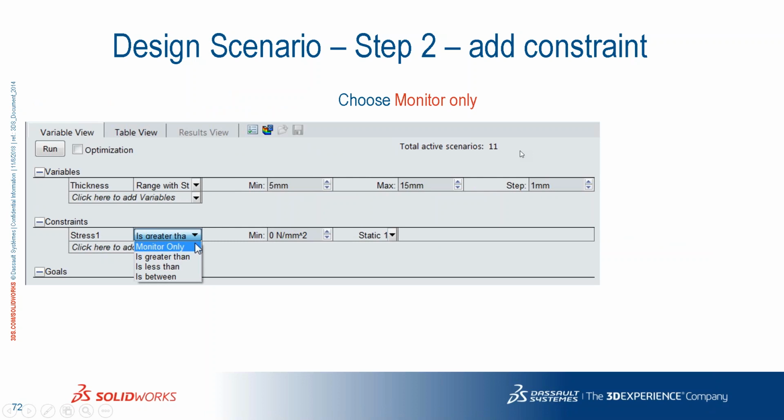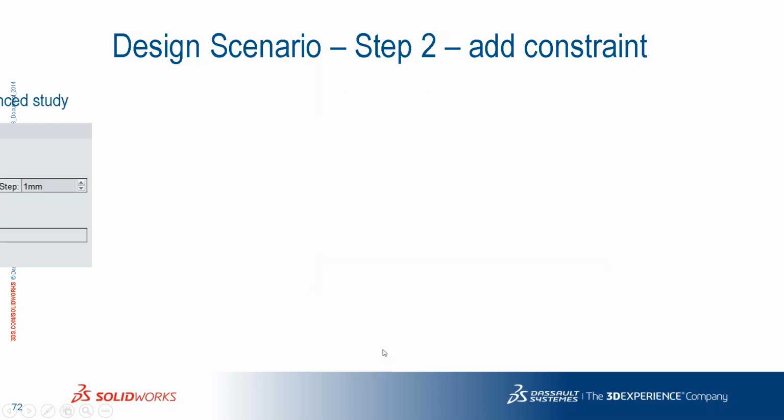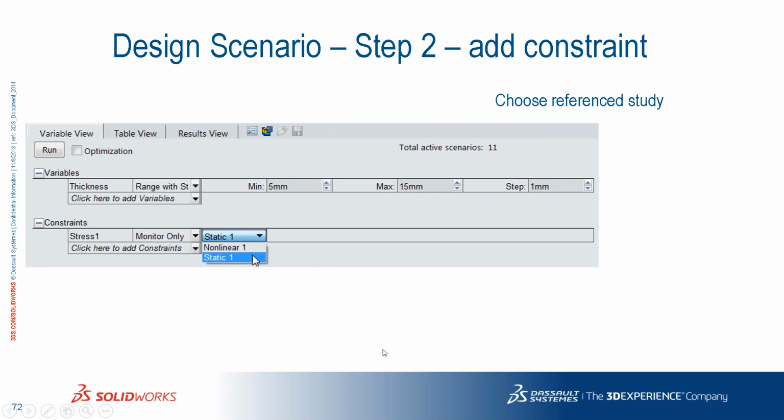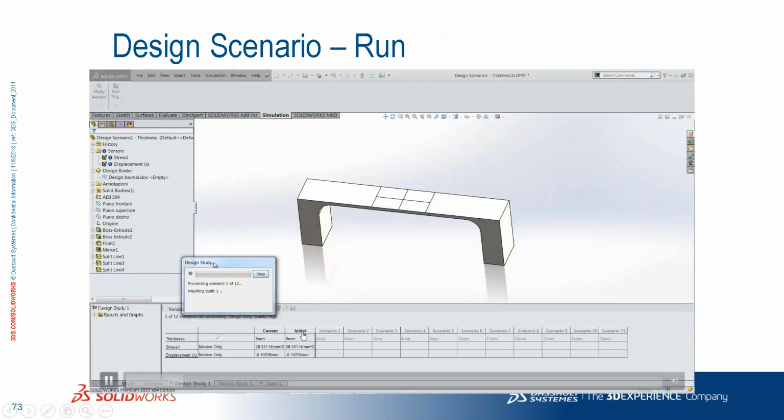After that, you need to choose that you want to monitor only. The other options you see are for the optimization where the constraint is a real constraint. In this case, we are just using the sensor to monitor the quantity. And then you need to choose what study you're referencing, because you could have many studies, and in this case, we're referencing the static study and not the nonlinear study we already have in our model.